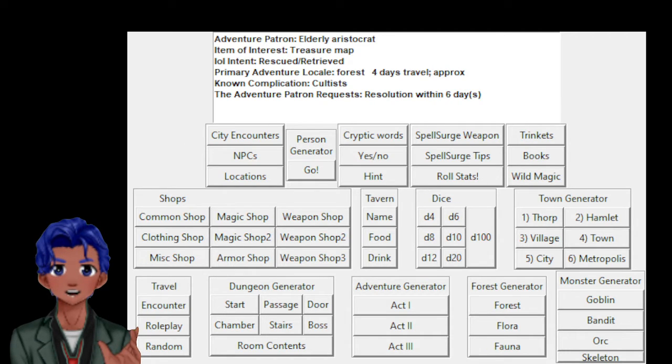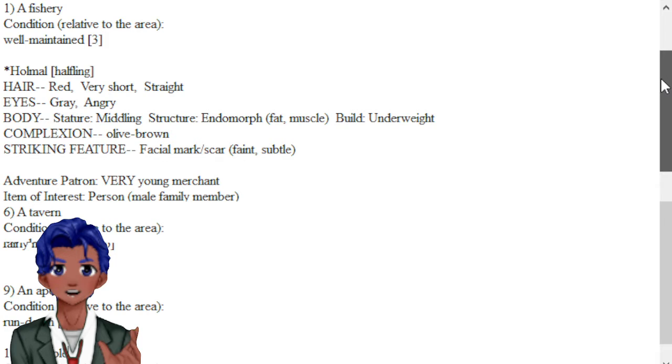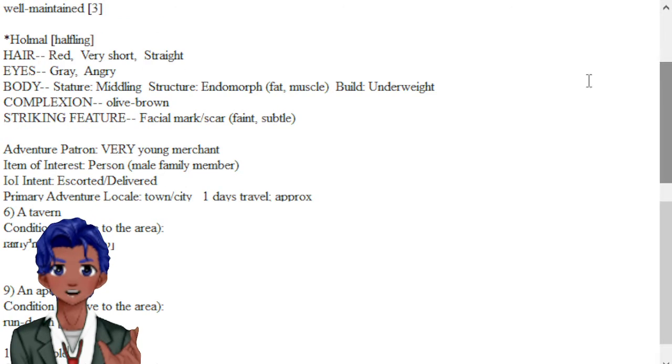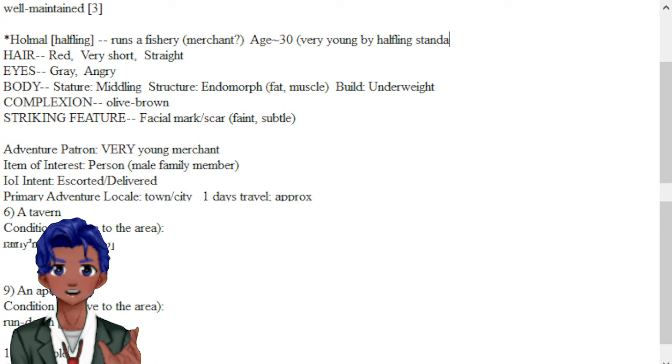So for now, let's check our handy dandy sheet here. Back to our notes. So we've got Holmal. He is a halfling. We said he runs a fishery. And we're going to put that merchant thing in there, with question marks. Go back to age. We're going to say he's around 30. Note, very young by halfling standards.